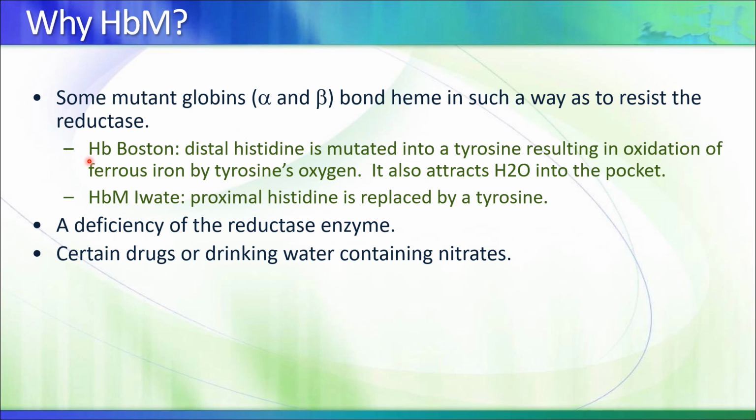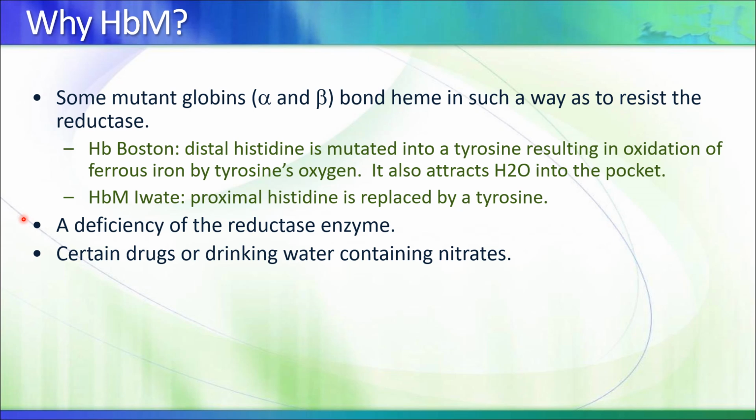So examples include HB Boston. Now in this case, you have mutation in distal histidine. This is the histidine that stabilizes the oxygen binding to the heme molecule. It's mutated to a tyrosine. So what happens is that that would result in oxidation of iron from the ferrous to the ferric state, and it attracts water into the pocket.